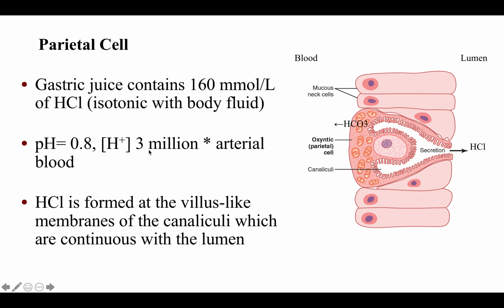so it's very acidic. Now the acid, the HCl of the gastric secretions, is formed at the villus-like structures of the canaliculi within the oxyntic or the parietal cells, and it is secreted to the mucus. Just bear in your mind, because I will remind you of it in a little while, that HCl is secreted to the lumen and the bicarbonate is absorbed at the basolateral membrane into the circulation. HCl is secreted and bicarbonate is absorbed.